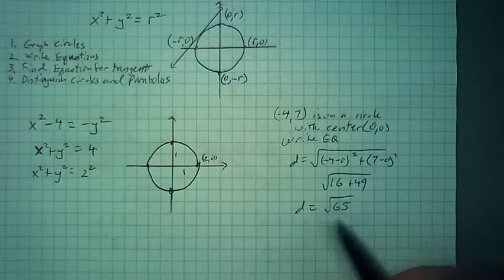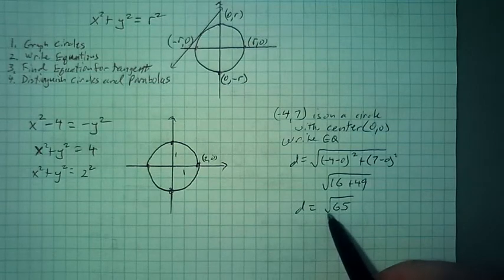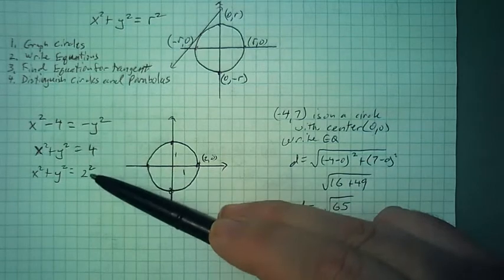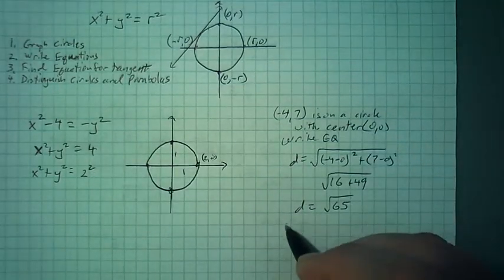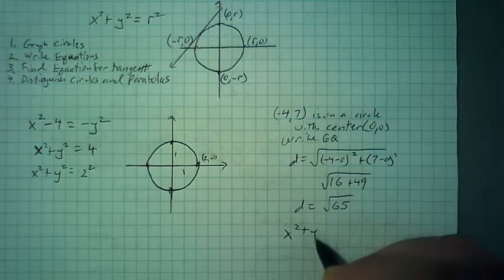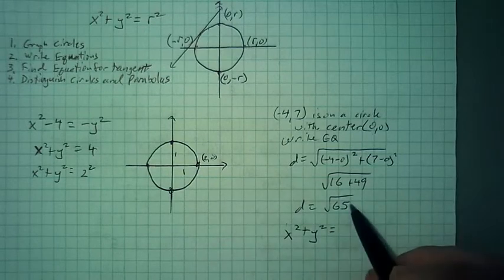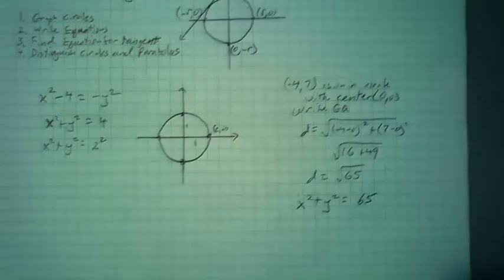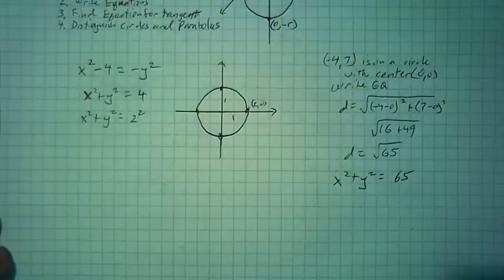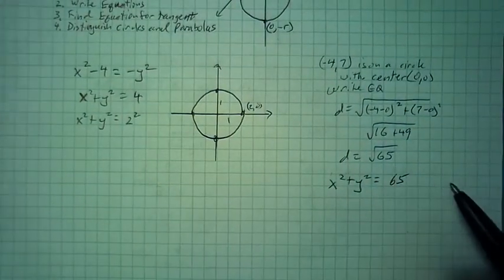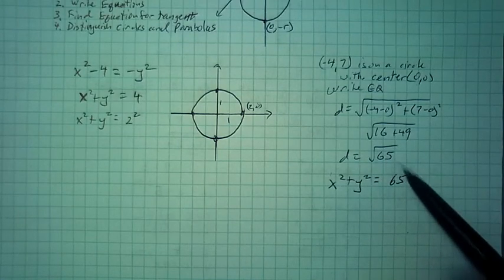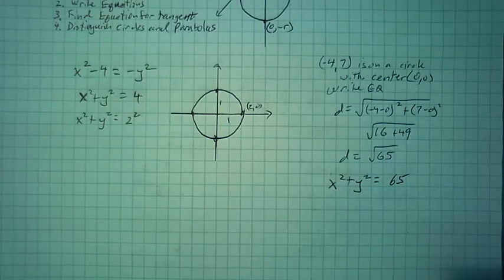Now don't worry about trying to find that square root or even simplify it, because in our equation we're going to use r squared, not r. So we just put x squared plus y squared equals, and the square of the square root of 65 is just 65. So that's a nice shortcut. When you're using the distance formula, don't bother finding the square root, because the square is going to cancel the square root. You're looking for d squared, not just d.